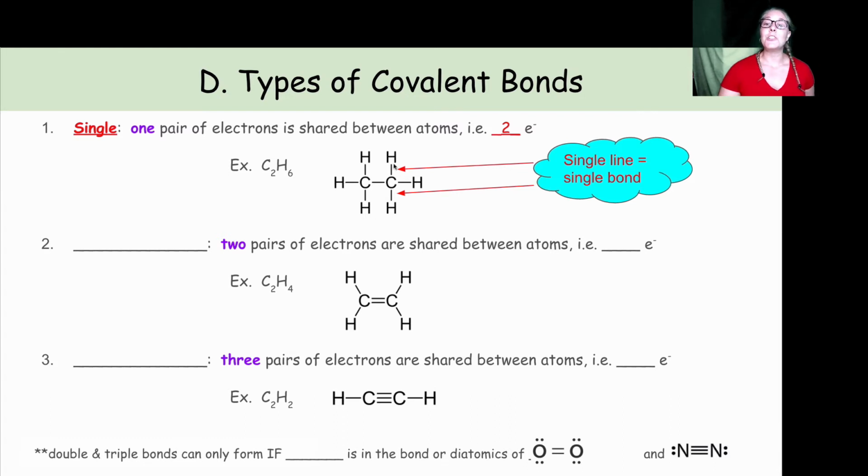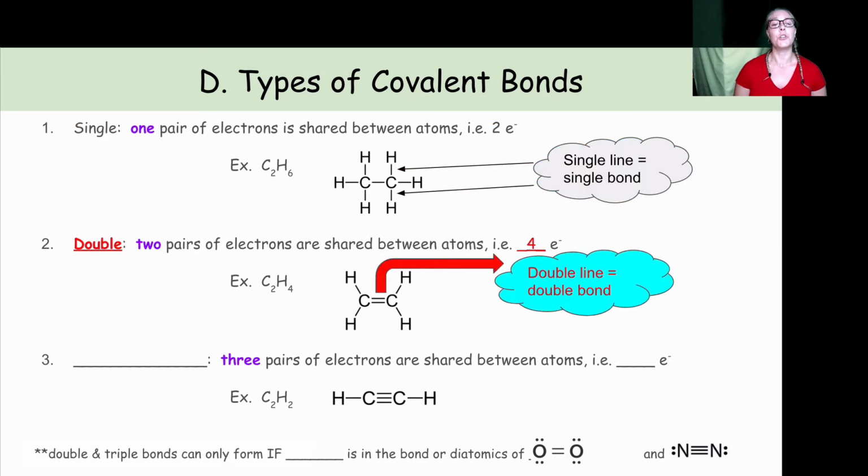Each of these lines represents 2 electrons. So 2 electrons are being shared: 1 electron being shared from a carbon and 1 electron being shared from the hydrogen, and they share those 2 electrons back and forth. In a double bond, we have 2 pairs of electrons that are shared between atoms, for a total of 4 electrons, because each pair is 2 electrons. If you have 2 pairs of 2 electrons, that's a total of 4 electrons.